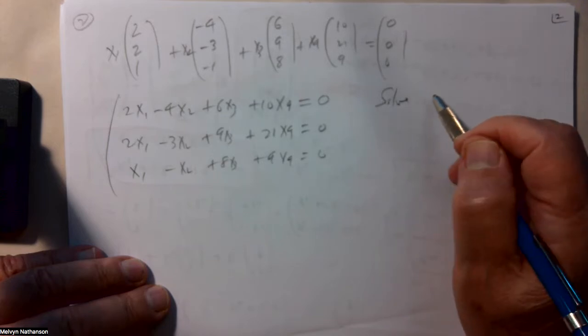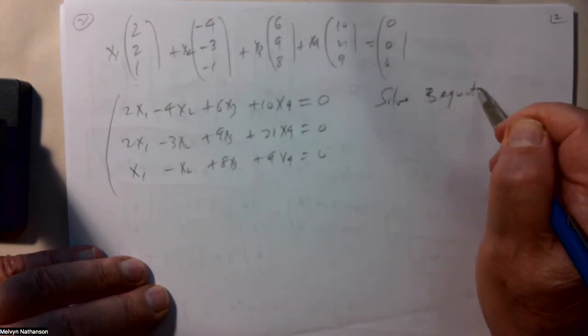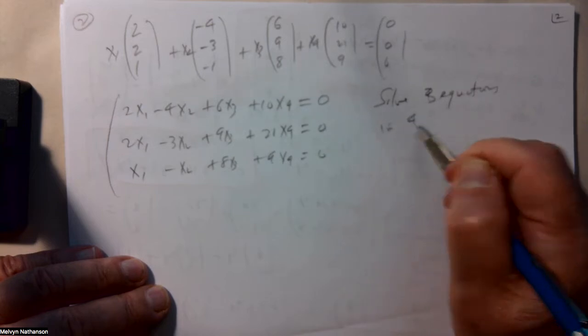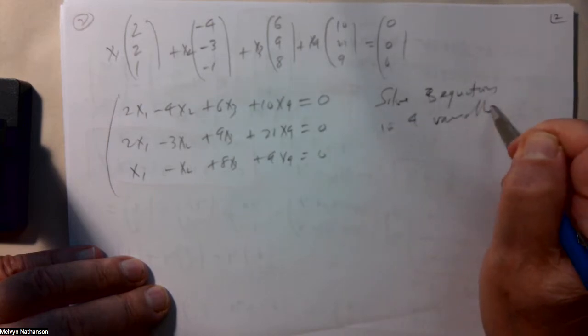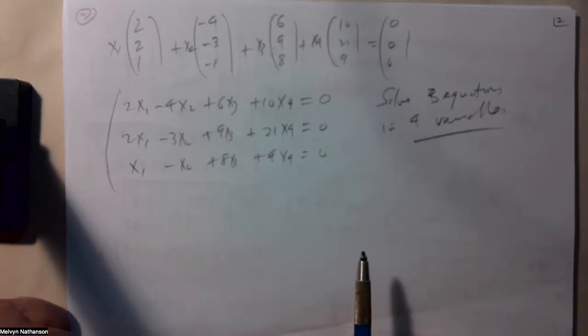So we have to solve 3 equations in 4 unknowns, in 4 variables. So that's a problem in linear equations. Okay, that's problem 2. You have to solve the equations, but by now you're supposed to be able to do that.